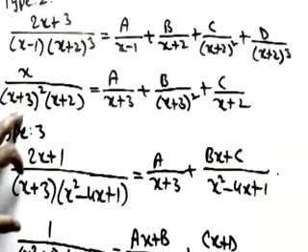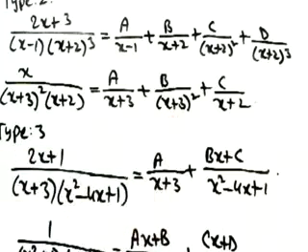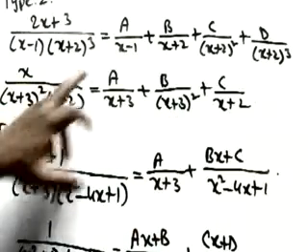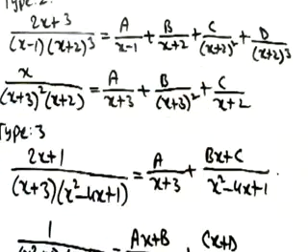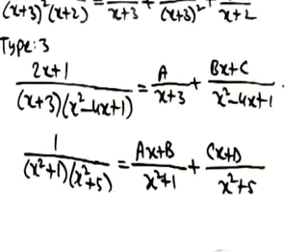If you get repeated factors, suppose here you have two repeated factors. Square means one is x plus 3 and the second is x plus 3 whole square. So this can be written as A by x plus 3 plus B by x plus 3 square plus C by x plus 2. Lastly, this is also a very important method.